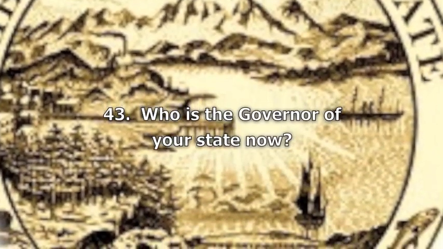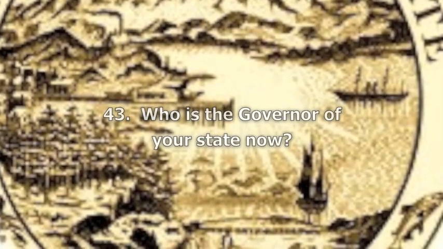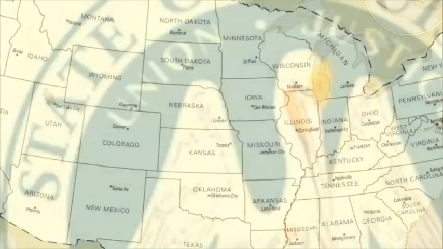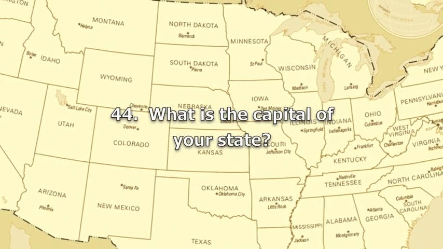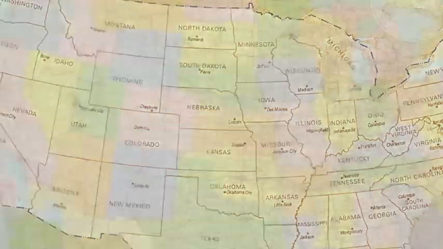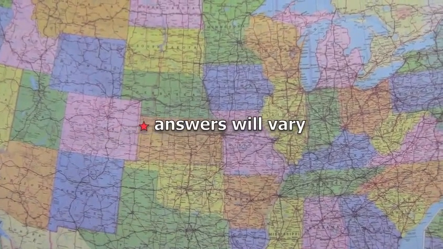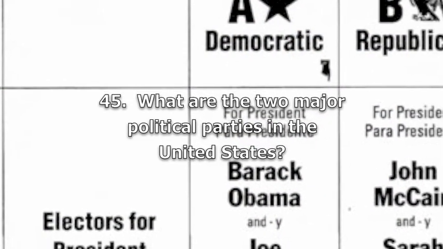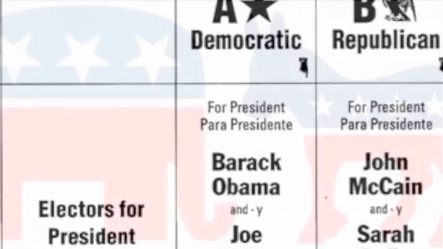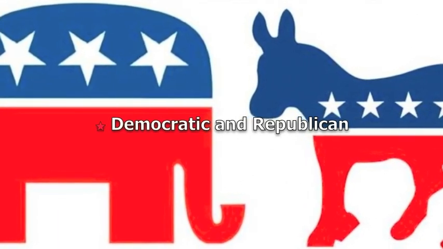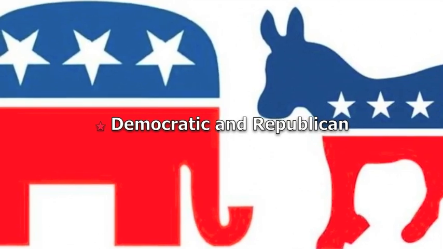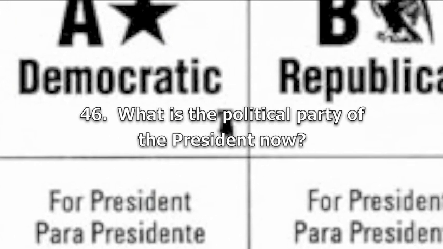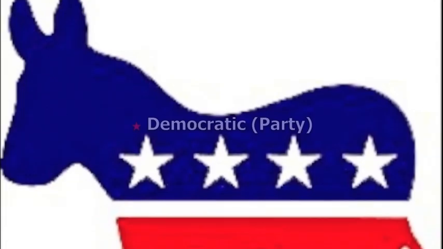Who is the governor of your state now? Answers will vary. What is the capital of your state? Answers will vary. What are the two major political parties in the United States? Democratic and Republican. What is the political party of the president now? Democratic Party.